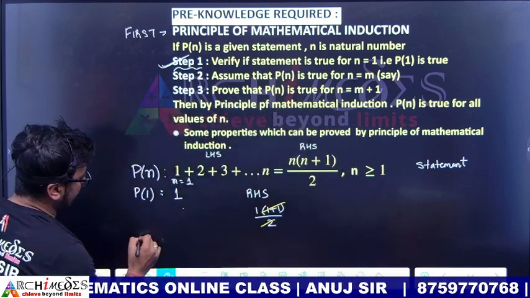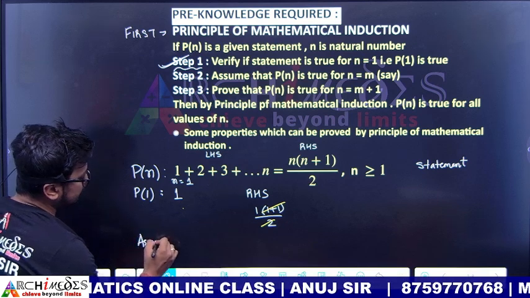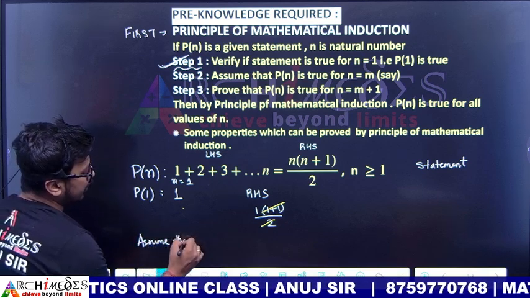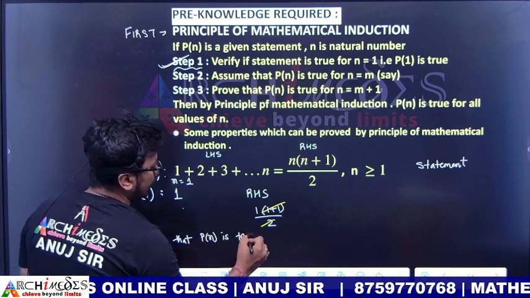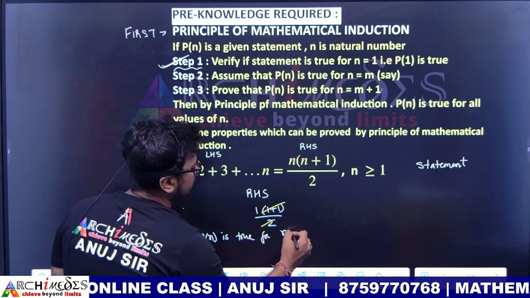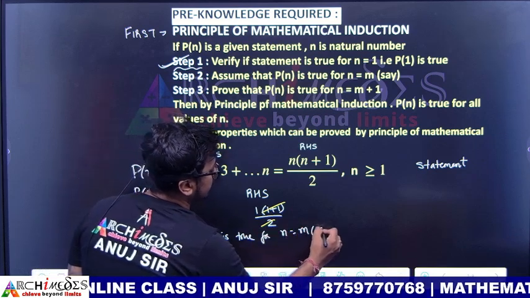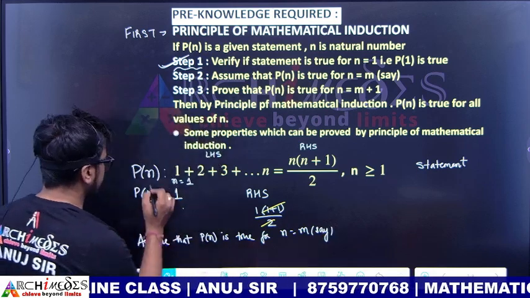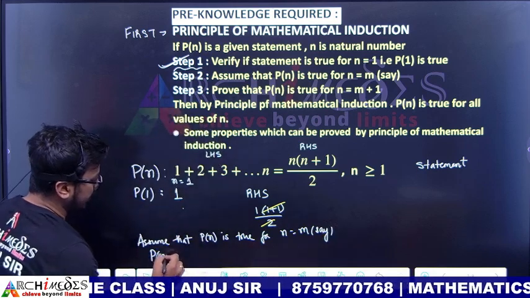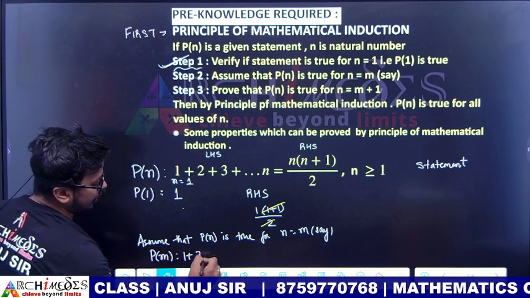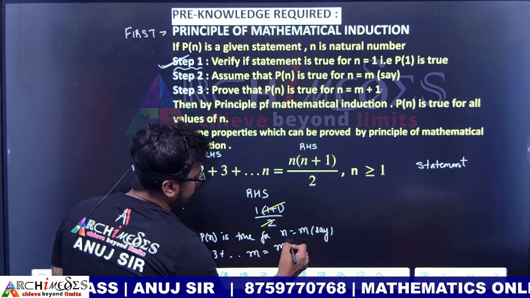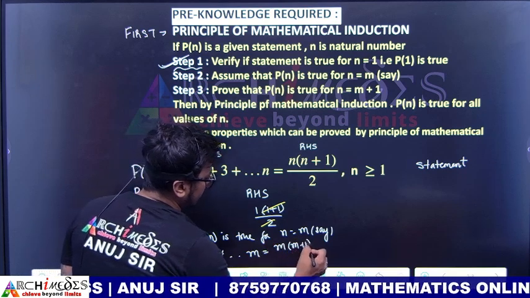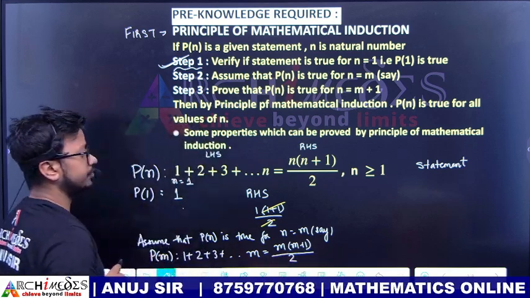The second step is that you have to assume that Pn is true for n equals m, some natural number. You are just assuming that it is true. If it is true for n equals m, then Pm is 1 plus 2 and so on, adding natural numbers up to m, and you can write this as m(m plus 1) by 2. Am I clear on this one?